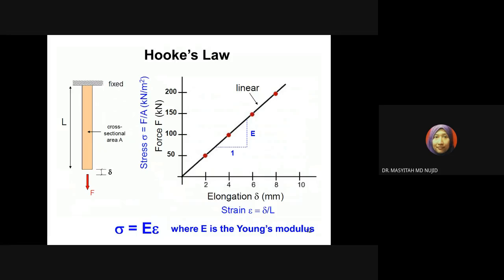So the stress-strain relation is given by the formula sigma equals E times epsilon, where E is the Young's modulus. So remember again, what is the stress? Stress is the force over the cross-sectional area, while strain epsilon is equal to the change in length of the material relative to the original length, which means that delta is equal to the final length minus the original length.